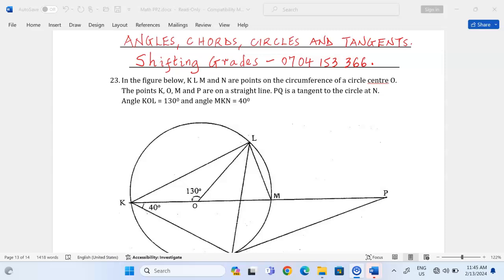Thank you for joining this lesson. We're going to discuss angle properties of circles, chords, and tangents.